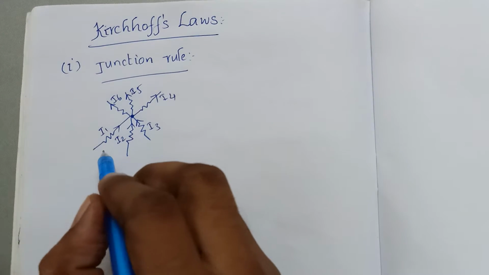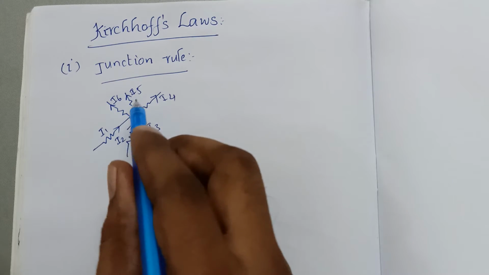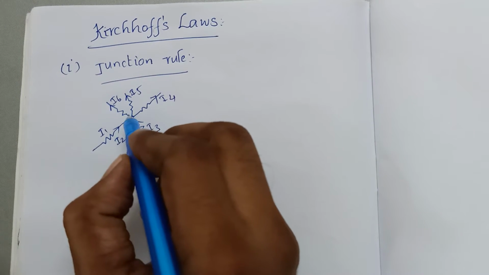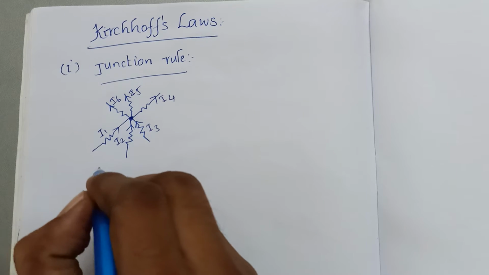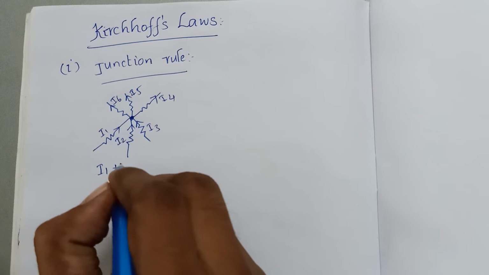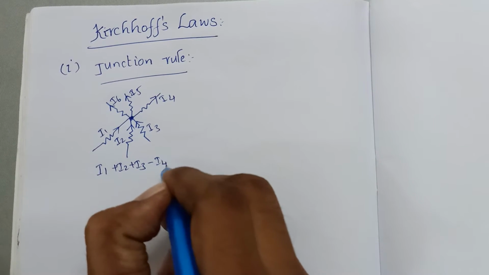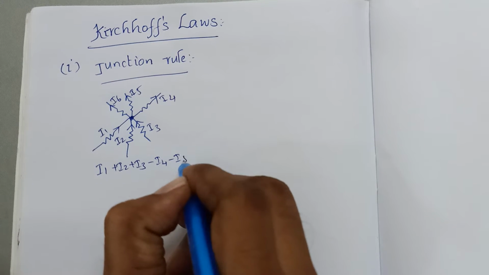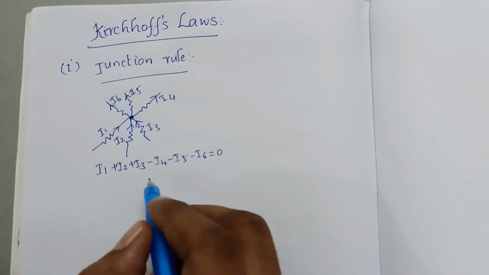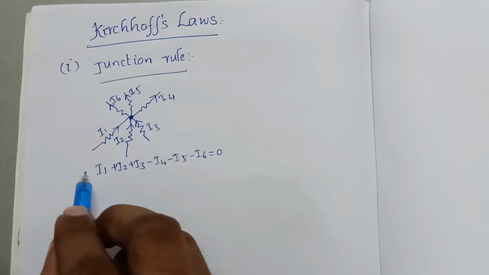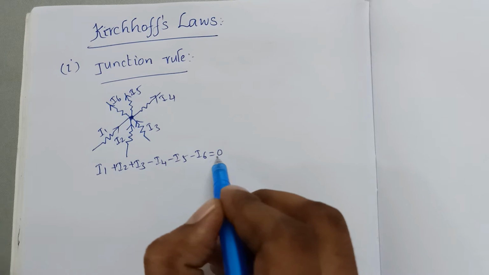Which are the currents moving towards the junction? We consider them positive, and if a current is moving away from the junction, we consider it negative. Let's say I1 plus I2 plus I3 minus I4 minus I5 minus I6 is equal to 0, which means the total sum of all the currents at this junction is equal to 0.